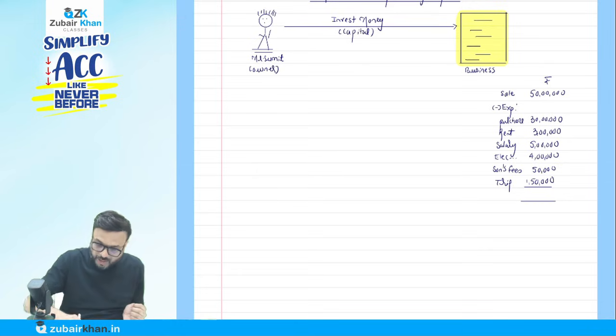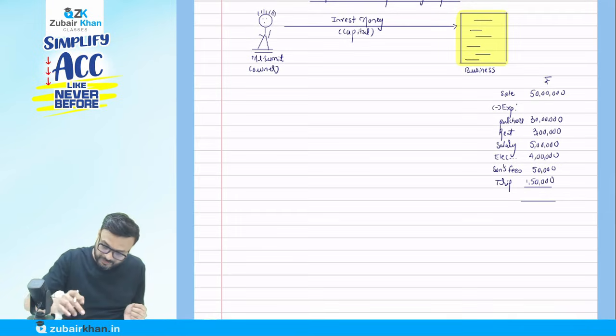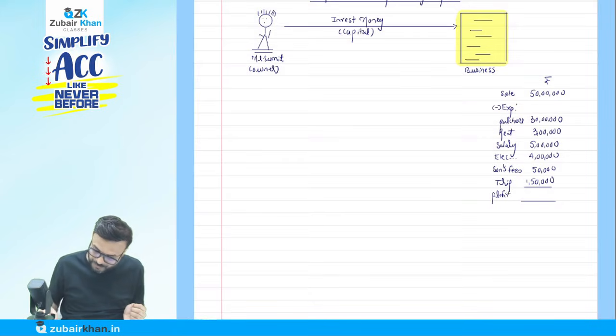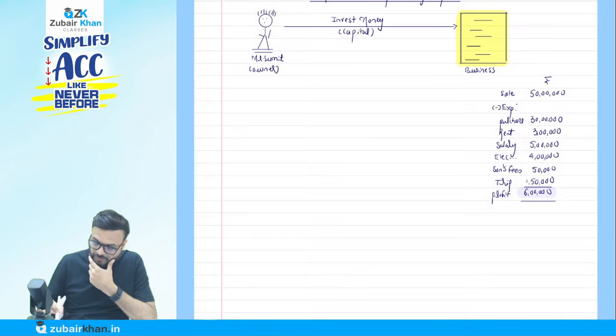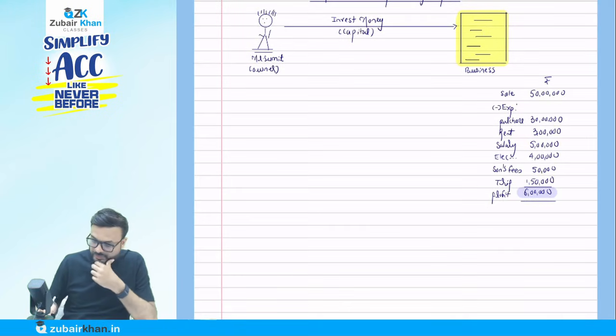Let me calculate how much income they have. 50 lakhs minus 30 lakhs, minus 3 lakhs, minus 5 lakh, minus 4 lakh, minus 50,000, minus 1,50,000. So it looks like they have a profit of 6 lakh rupees, income minus all expenses. What do you think, is this a correct profit? Is it a correct profit?